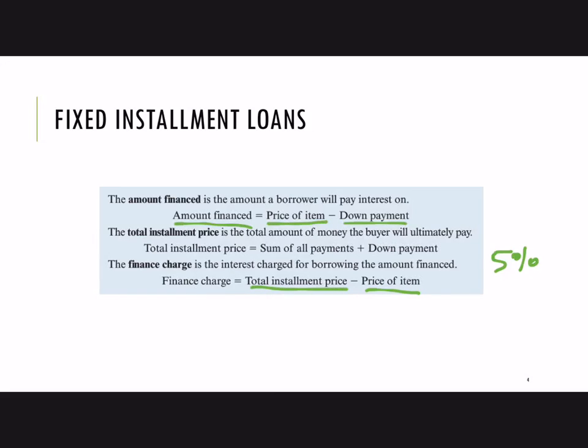Like if it was a $20,000 car, and somebody paid, over the course of 10 years, let's say they paid $27,000 altogether for that car, well, that difference, $7,000, that's above the price of the car, that represents the amount they paid in interest.